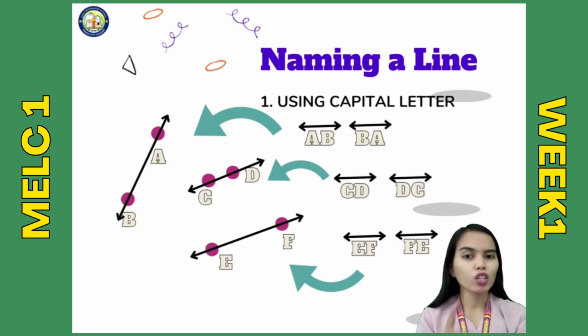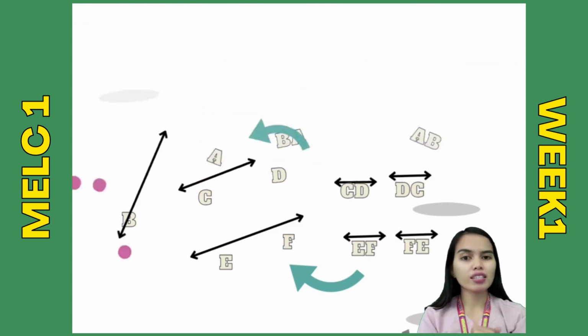Do not forget, you must use capital letters for the name of the line. On top of the letters is your figure. Your figure must have 2 arrowheads. If it has no arrowhead, it cannot be called a line. It has a different name. We will tackle what kind of line that is in the next slide.